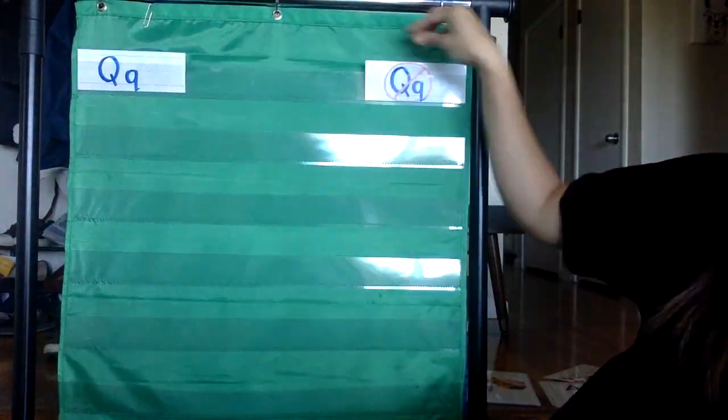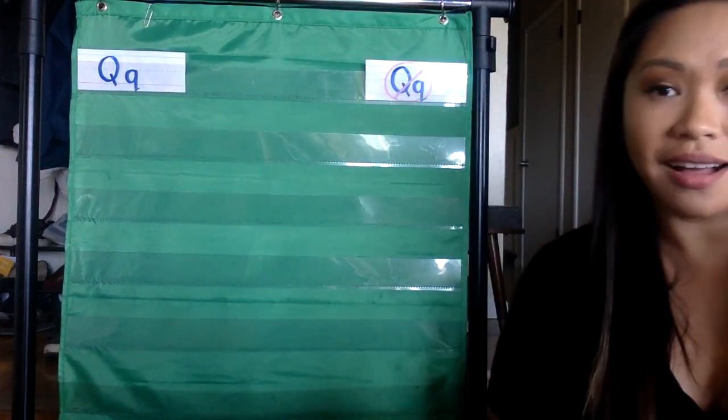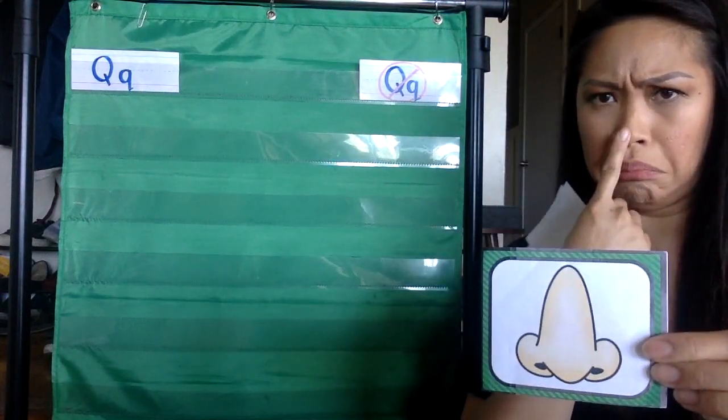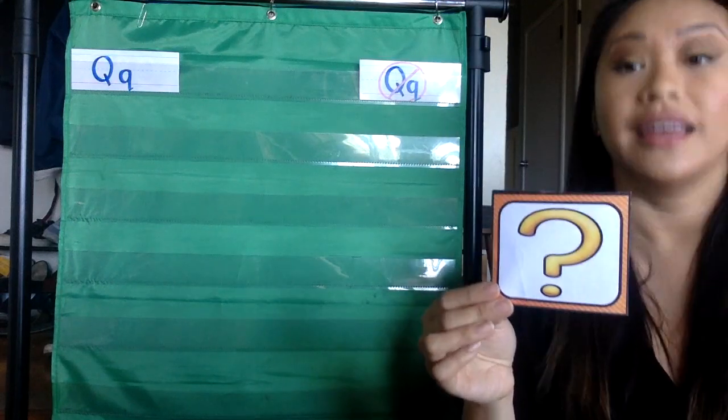See if I can get rid of that glare so you can see. Nice. All right, we have a lion. We have a nose. We have a quarter. We have, what is that? Turtle. We've been starting to use these at the end of our sentences, a question mark, question, and a queen.